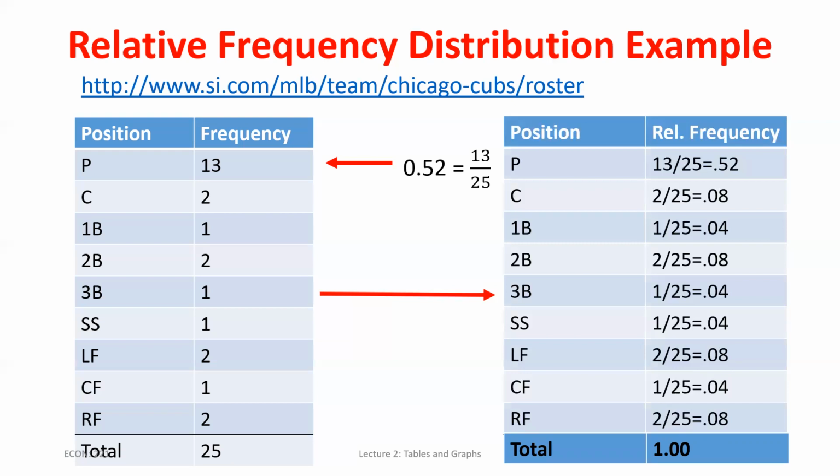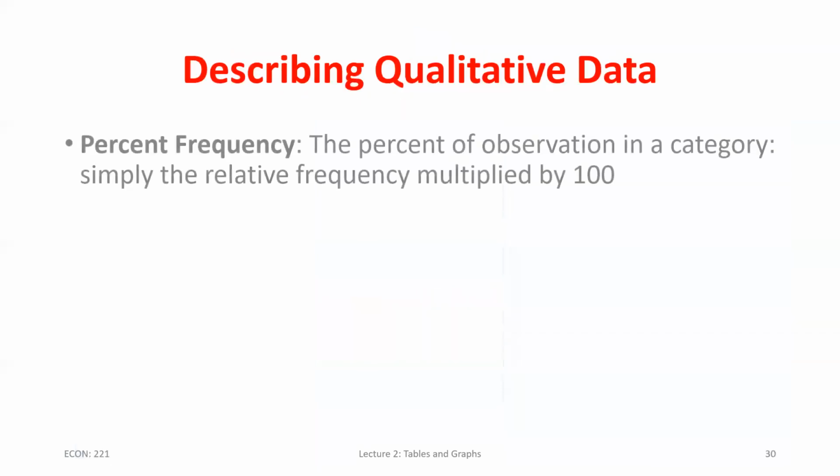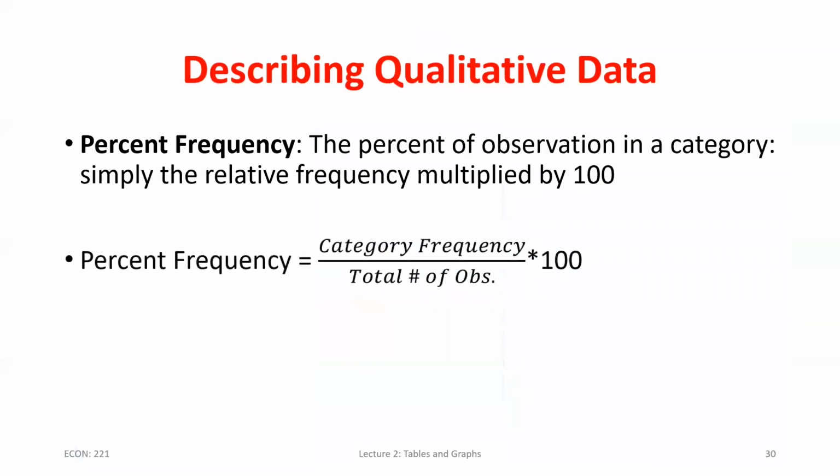Multiply by 100. Yeah, right. We'll go back to the grade example. If 3 out of 10 students get A's, my relative frequency is 0.3. I know 3 out of 10 is 30%. So how would I turn 0.3 into 30? Multiply by 100. Once we have our relative frequencies, we just take that relative frequency and multiply it by 100 to get our percent frequency.